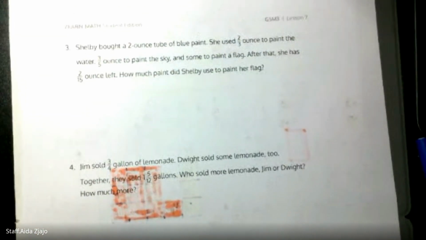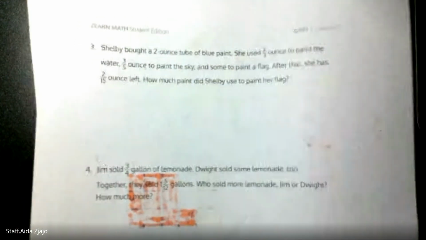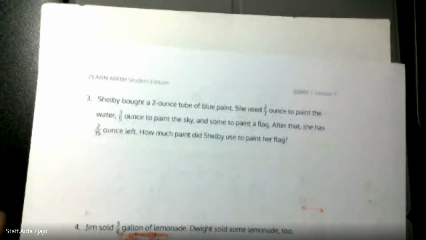Okay. Move on to the next one. Oh, I kind of messed up with the paper, but that's okay. We'll figure it out. We always do.